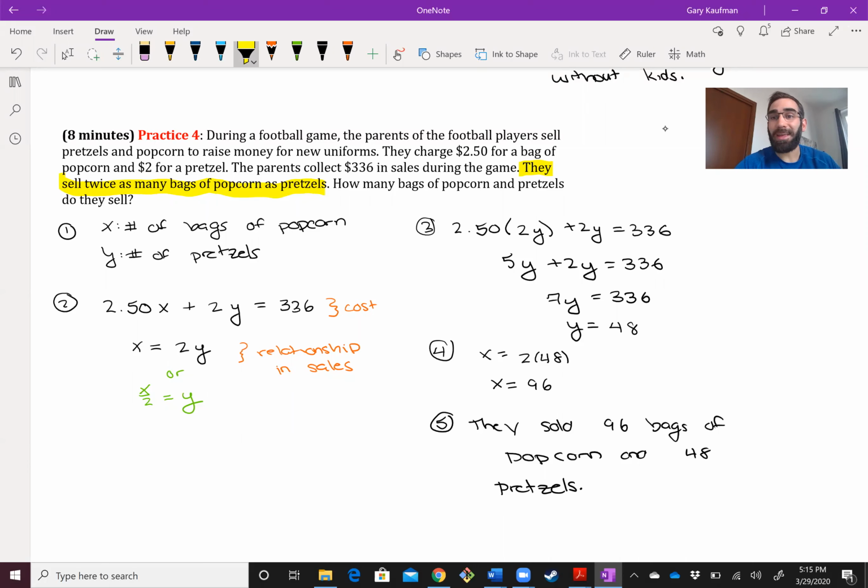Now, go back and check. If you had accidentally written the other equation, you would have gotten different answers. And it wouldn't have made sense because we know that more bags of popcorn were sold. And so, as we see, more bags of popcorn were sold.